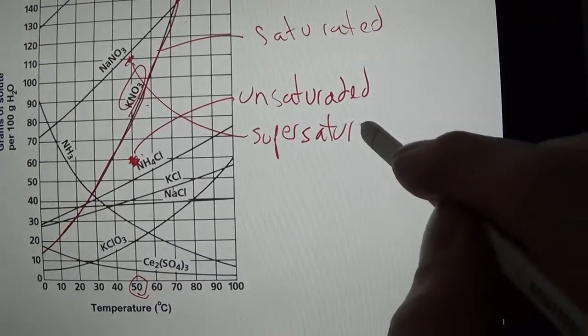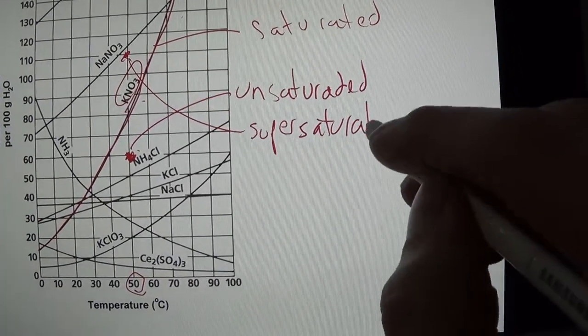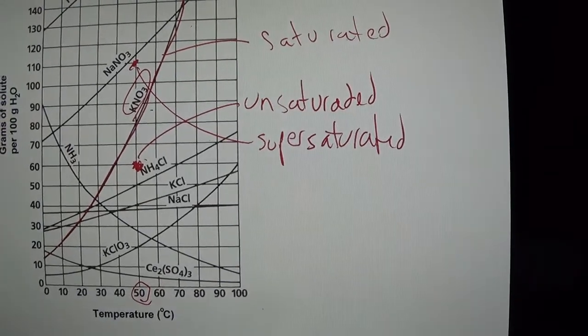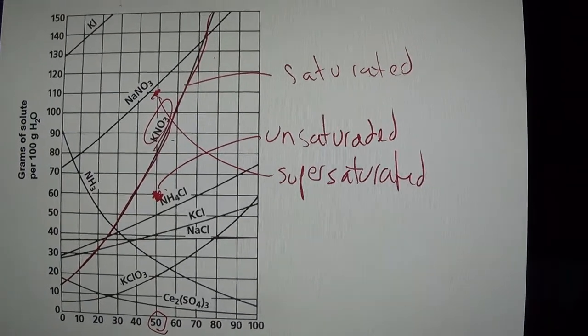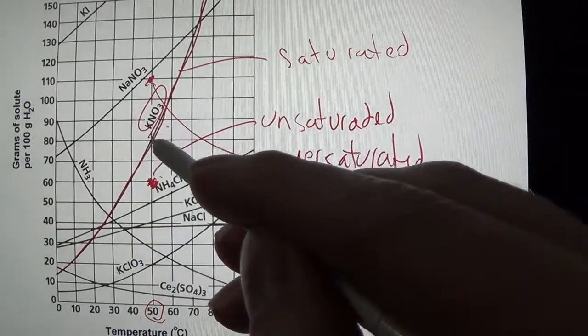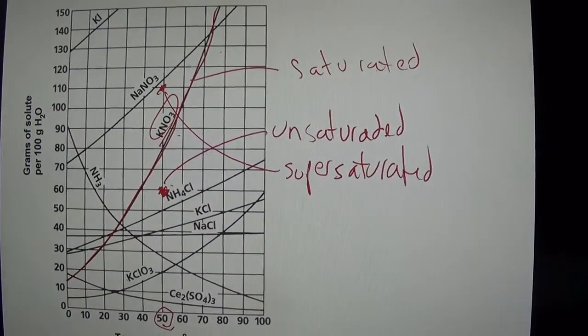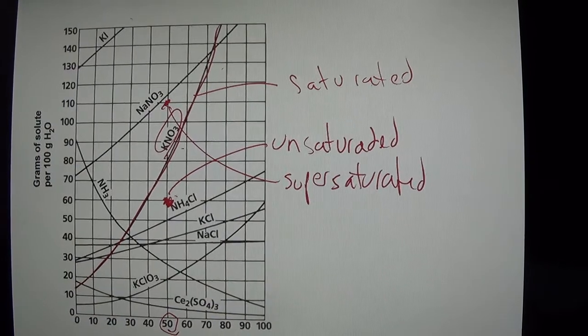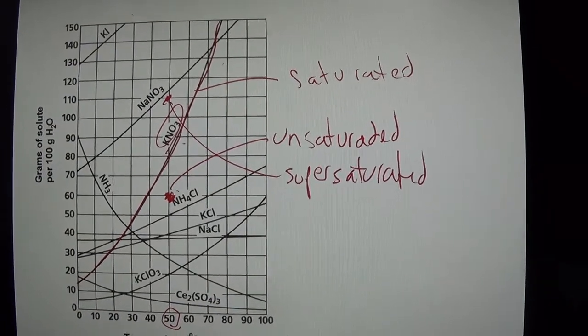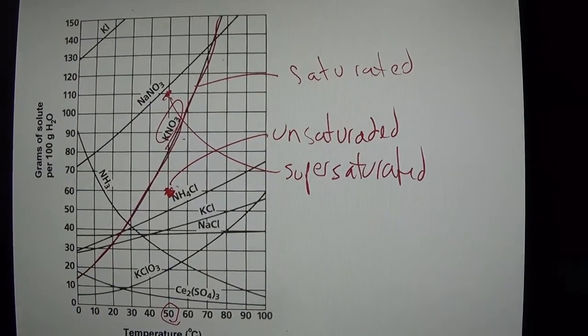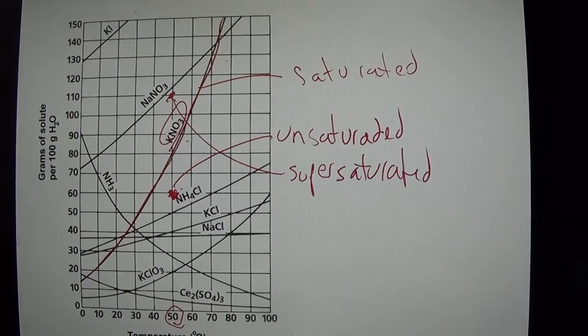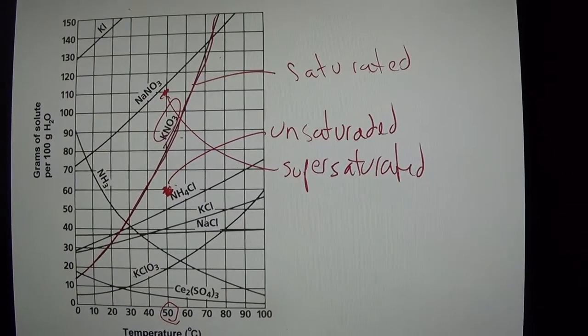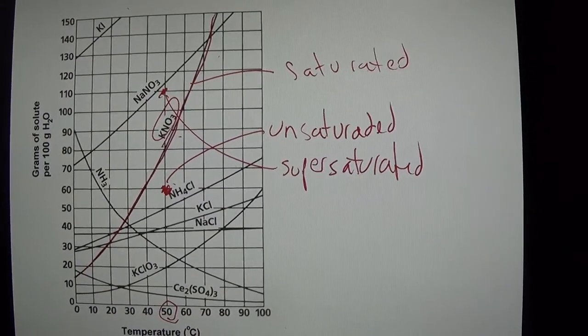It has extra dissolved in it than should be in there. What should really be in there is about 80. Okay, so those are generals. That's just a general way to read the solubility curve. But it is more powerful than that. We can talk way more about information on this graph than just whether it's saturated, unsaturated, or supersaturated.